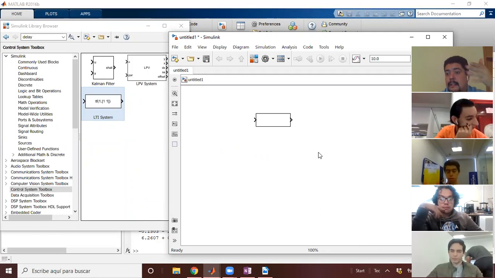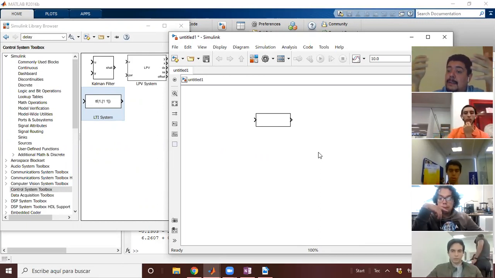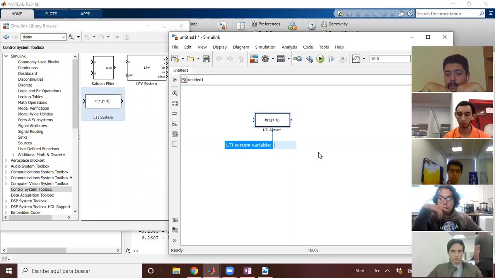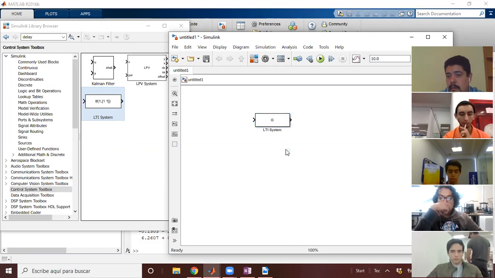So we know that this system is unstable. We want to make it stable. We know that we can make it stable because the system is controllable, so we can place the poles anywhere we want. So this is G.